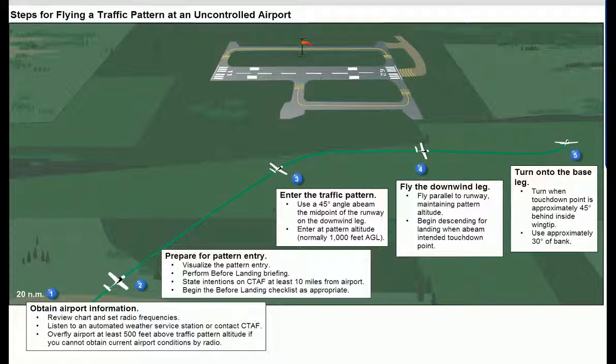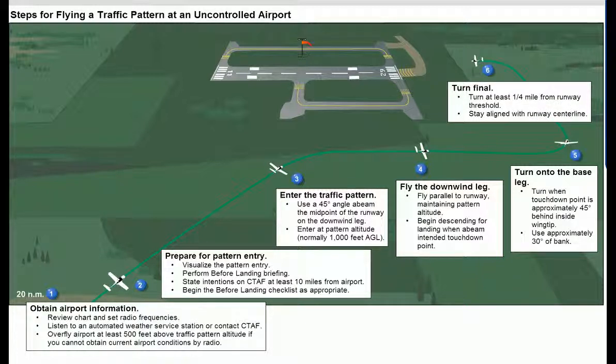The next step is to turn onto the base leg. Turn when the touchdown point is approximately 45 degrees behind the inside wingtip. Use approximately 30 degrees of bank. Then, turn final. Turn at least 1/4 mile from the runway threshold. Stay aligned with the runway centerline.